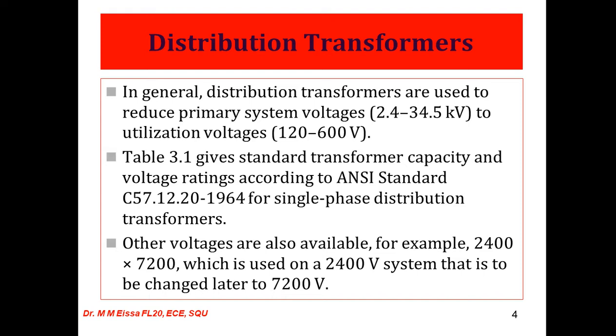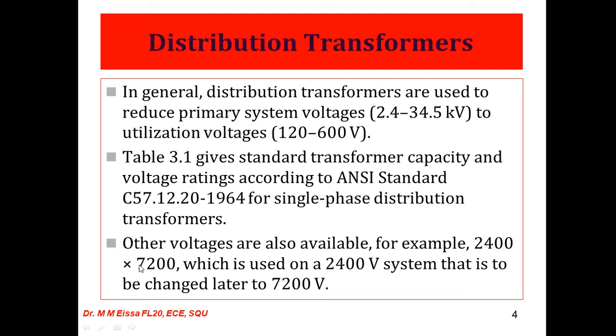The following tables give the standard transformer capacity and the voltage rating according to ANSI. There is some designation for the transformers, and you have to understand what this designation means. This is according to the ANSI standard. Other voltages are also available, for example 2.4, where the cross has a significant meaning. We will explain it later.